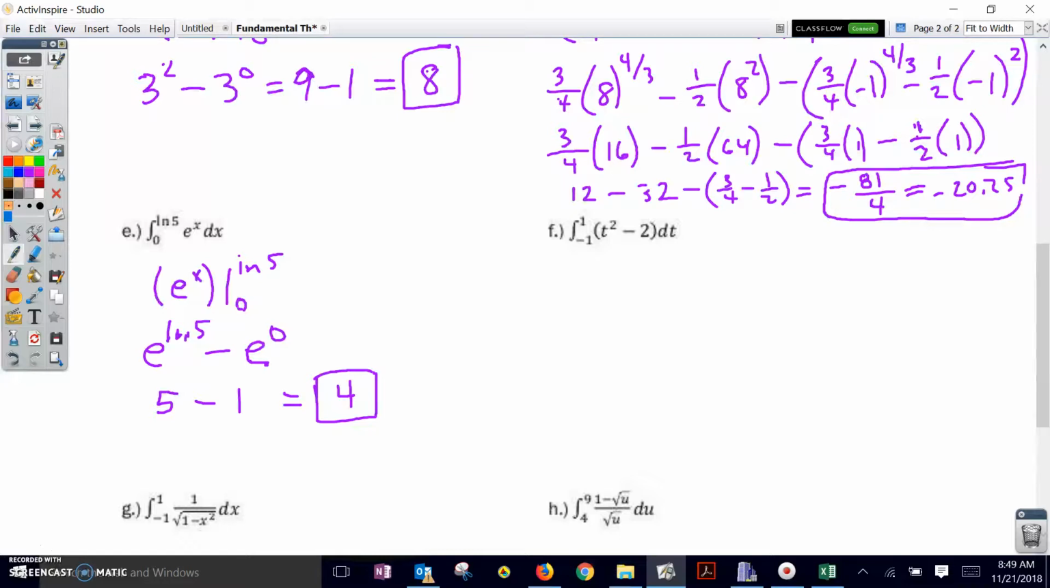Alright, on to part F. Integral from -1 to 1 of quantity t squared minus 2. So first I find my antiderivative. Antiderivative of t squared is 1/3 t to the third.